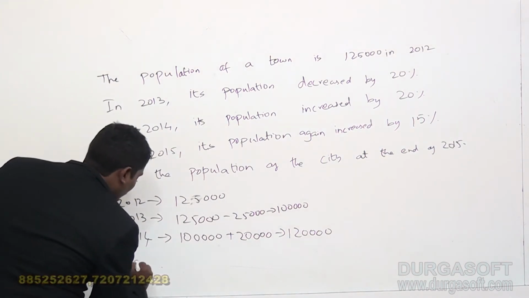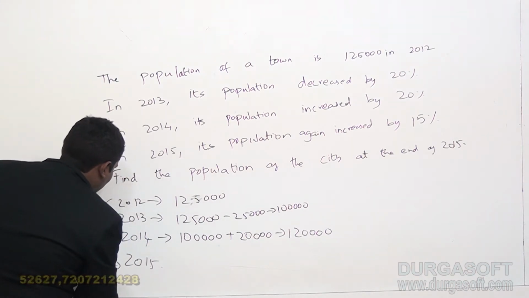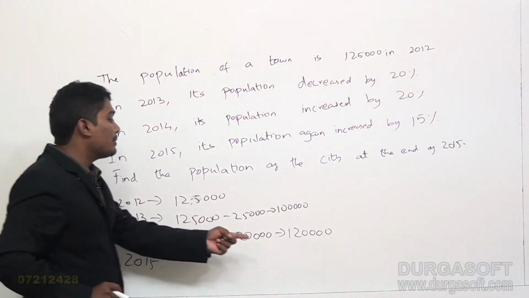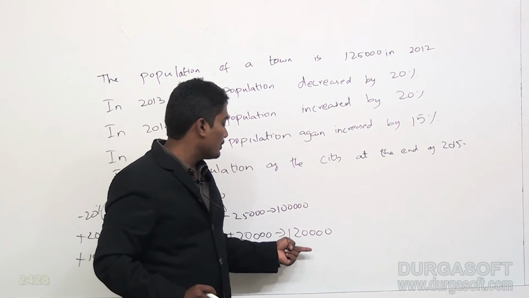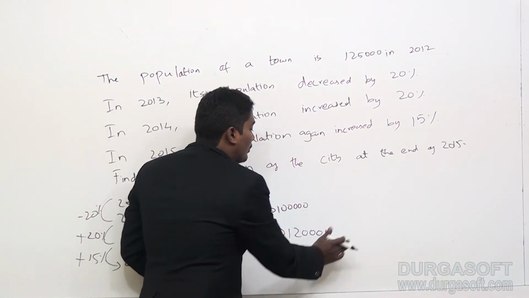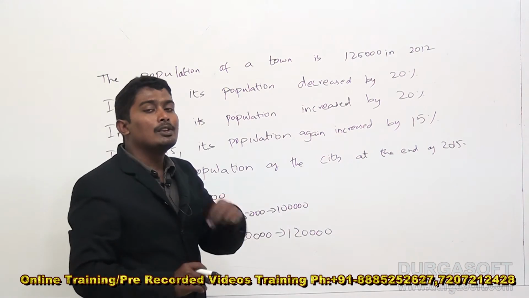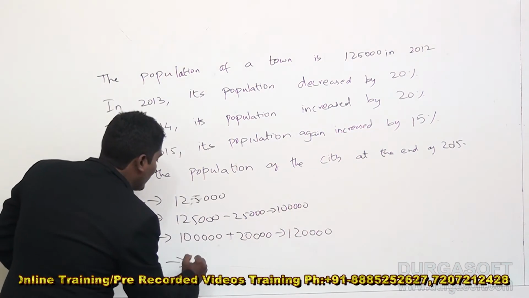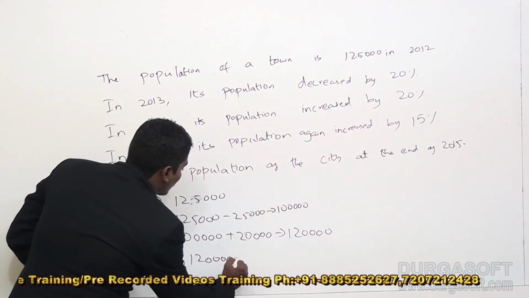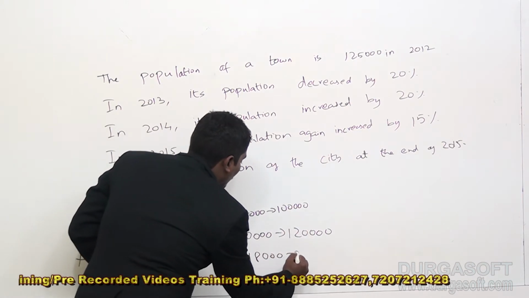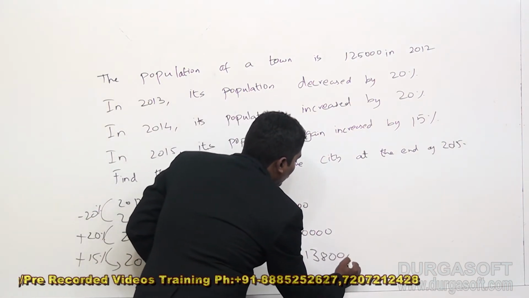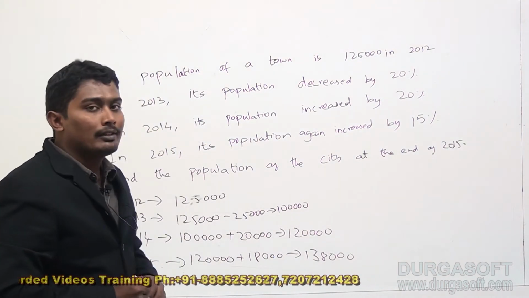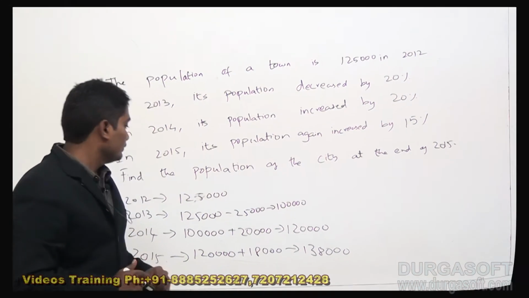In 2015, again the population increases by 15%. So what is 15% of 1,20,000? 10% will be 12,000. 5% will be half of 12,000, which is 6,000. So 15% will be 12,000 plus 6,000, which is 18,000. So now the population will be 1,20,000 plus 18,000, which is 1,38,000. So this will be the population at the end of 2015, and this will be the answer for this question.